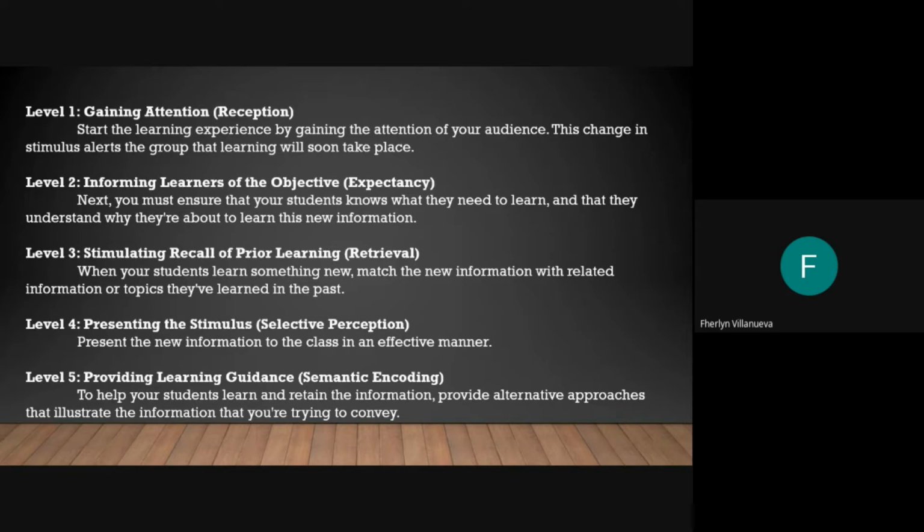In level 4, presenting the stimulus or selective perception, we must organize our information in a logical and easy to understand manner. And we must use a variety of different media styles like visual cues, verbal instruction, and some active learning, just to suit students with different learning styles. In level 5, providing learning guidance or semantic encoding, we must help our learners to learn more effectively by including examples like graphics, storytelling, or analogies.